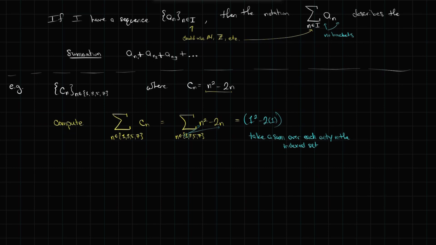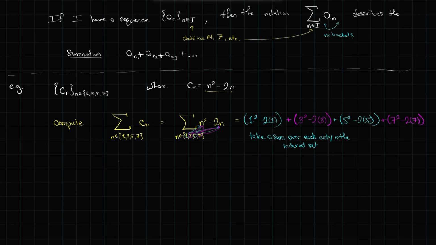I then add the 3, which would be 3 squared minus 2 times 3. I then add the 5, which is 5 squared minus 2 times 5. Then I go ahead and add the 7 as well, plus 7 squared minus 2 times 7.